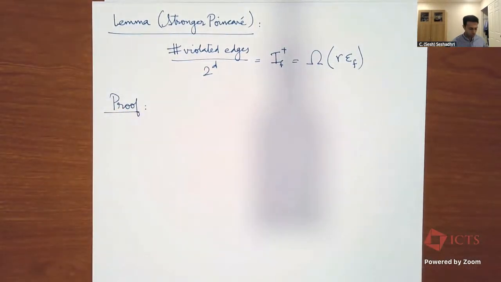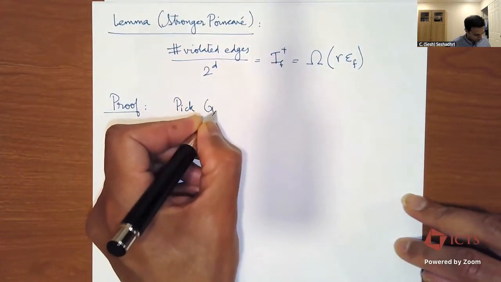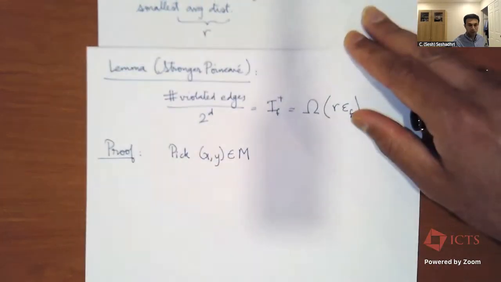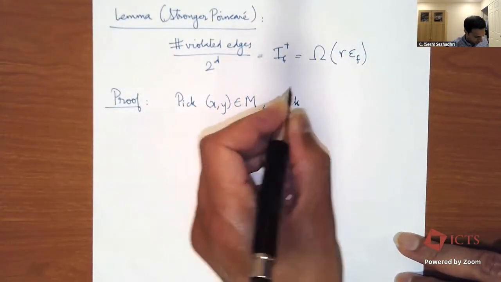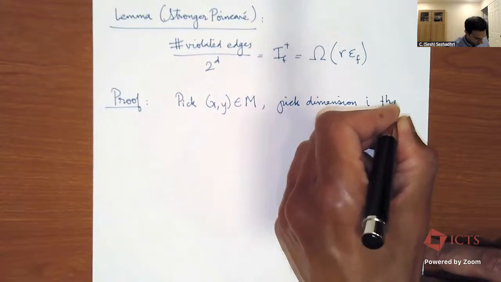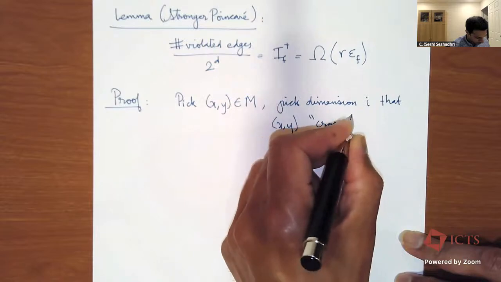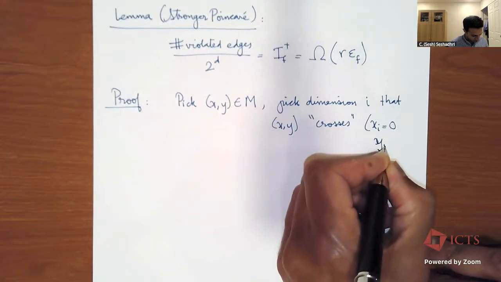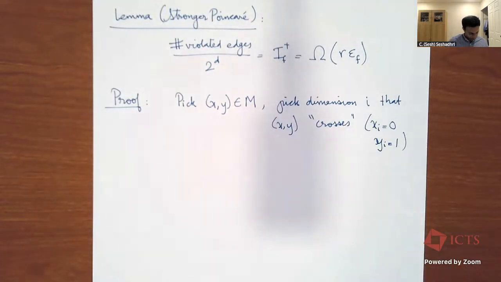Okay, so what is the proof going to look like? So I'm going to pick some xy in M. So M is this matching that I've chosen here. And I'm going to pick a dimension i that xy crosses. So what this simply means is that xi is 0, but yi is equal to 1. So there's obviously some dimension where the coordinate changes. I'm going to pick some dimension of this form.